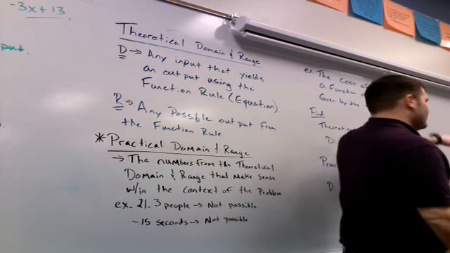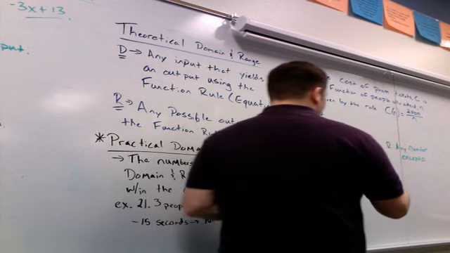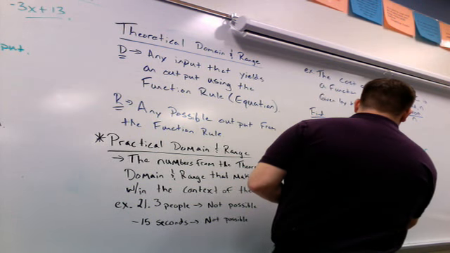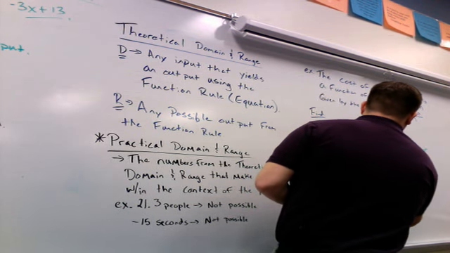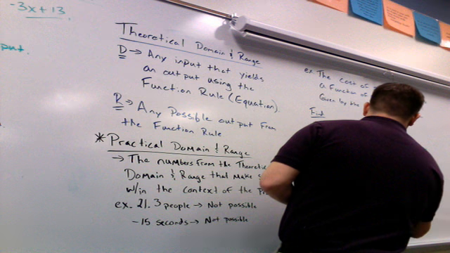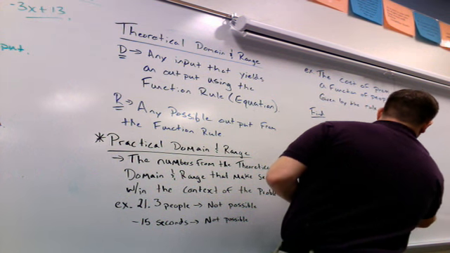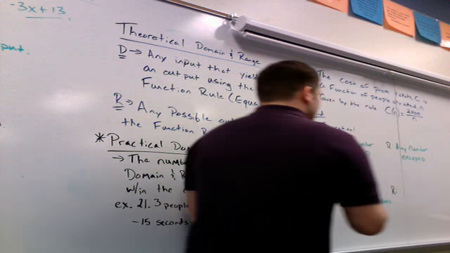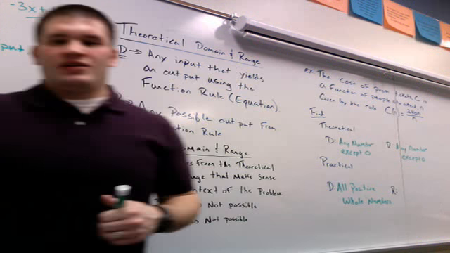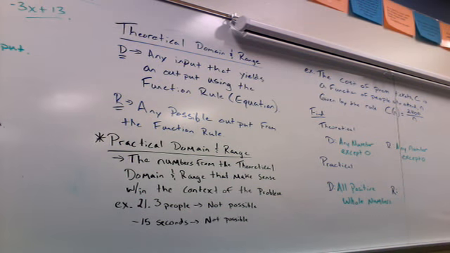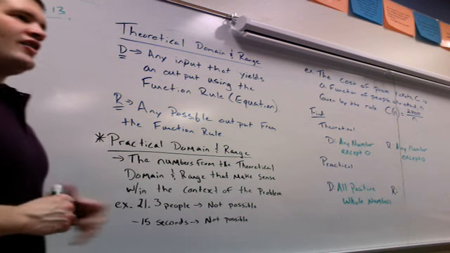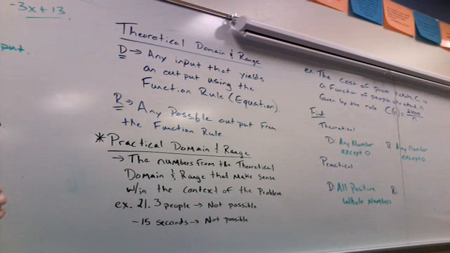No. Okay. So our practical domain then is going to be all positive whole numbers. Okay. All positive whole numbers. It's got to be a non-decimal. So like 1, 2, 3, 4, 5, 567. Okay. All positive whole numbers. Does that make sense? Yeah.